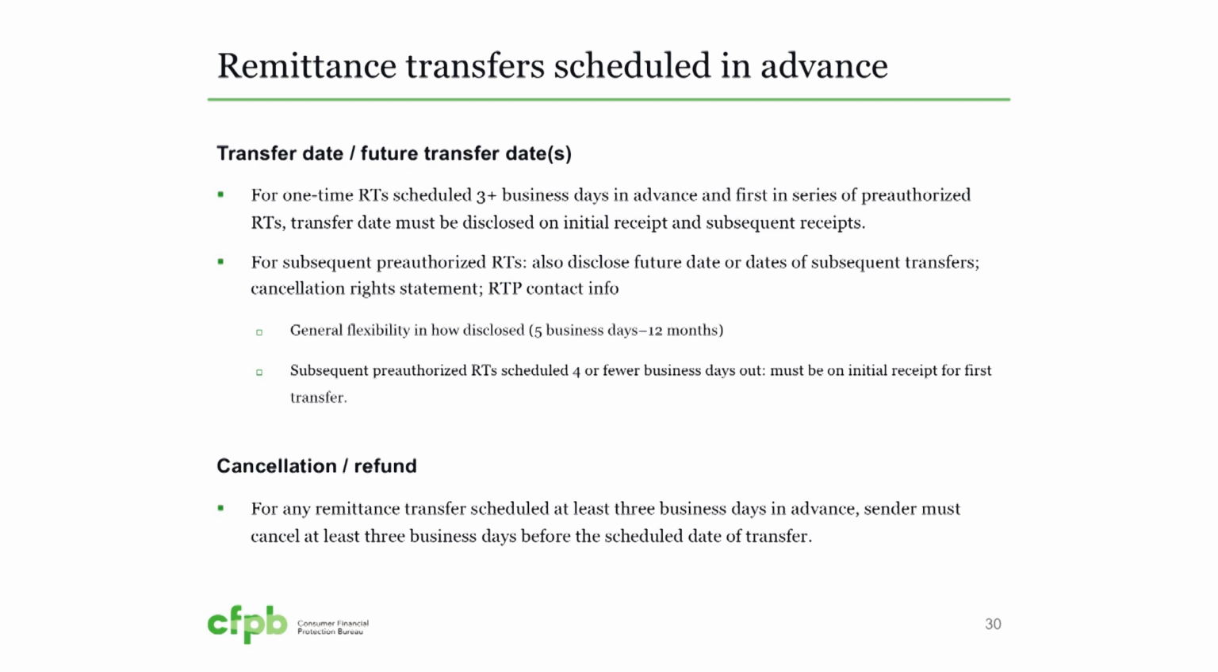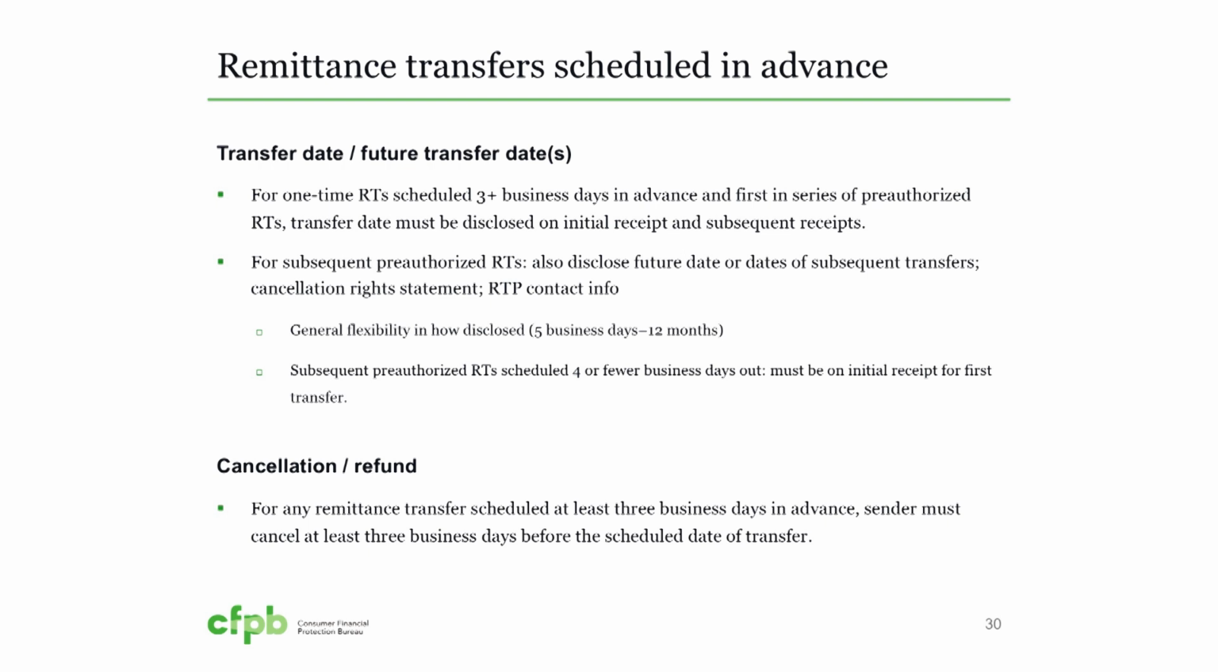Continuing to discuss remittance transfers scheduled in advance, there must be a disclosure of the transfer date as well as the transfer date of future scheduled transfers as part of that series. Thus, for one-time remittance transfers scheduled 3 or more business days in advance, and for the first in a series of pre-authorized remittance transfers, the transfer date must be disclosed on the initial receipt and all subsequent receipts.